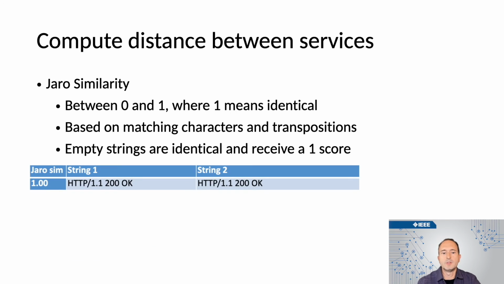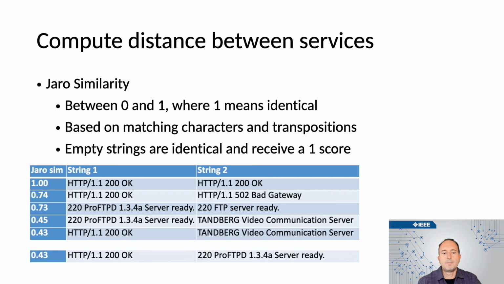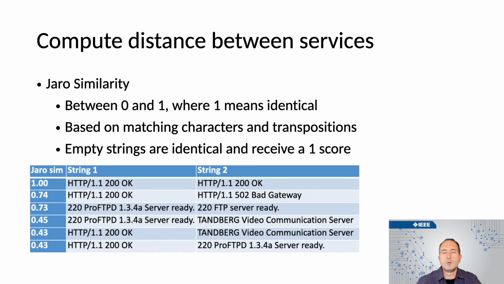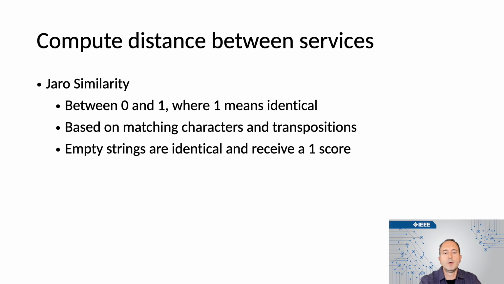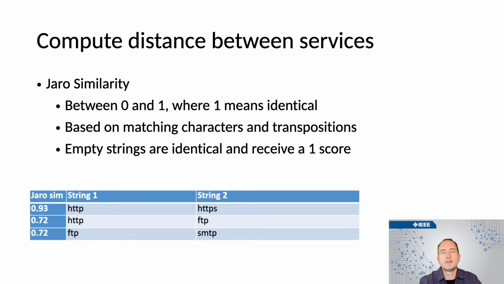And here are some examples of our previous data that we looked at, computed with Jaro similarity. You can see the identical strings score 1, the web and FTP that are similar got in the 70s, whereas different types of services scored down in the 40s. Likewise, with our banners, you see the similar HTTP and HTTPS are over 90, whereas the different services scored in the 70s. That's enough of a stratification to where I can use that to cluster and return really useful results.